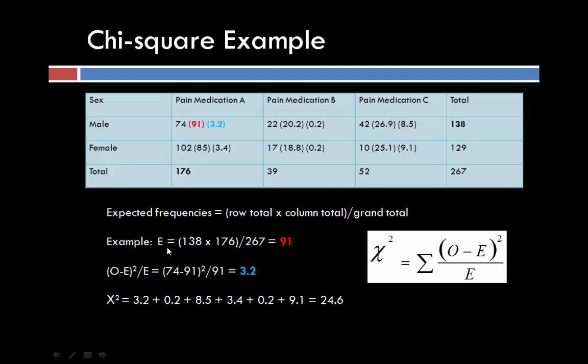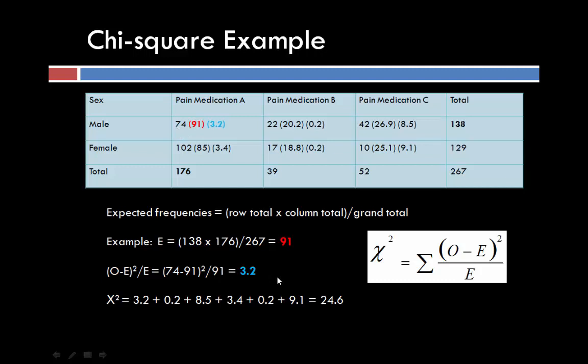So our expected frequency is equal to 138, that's our row total up here, times our column total, which is bolded down here, so 176, divided by our grand total. We had 267 patients in this study, so we divide by 267, and we get 91. So this would be our expected frequency that we've calculated for this particular cell. Our observed frequency, however, is 74.